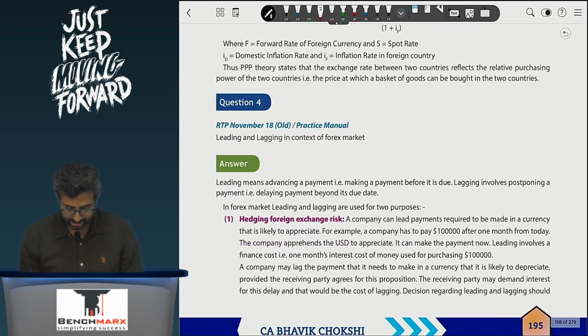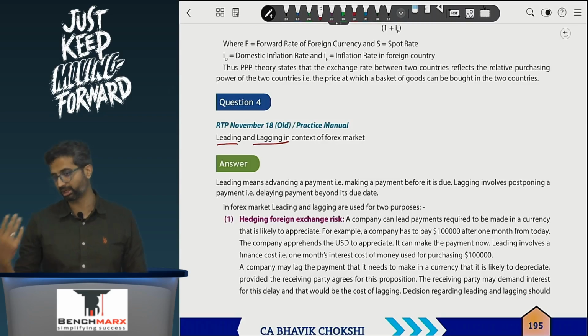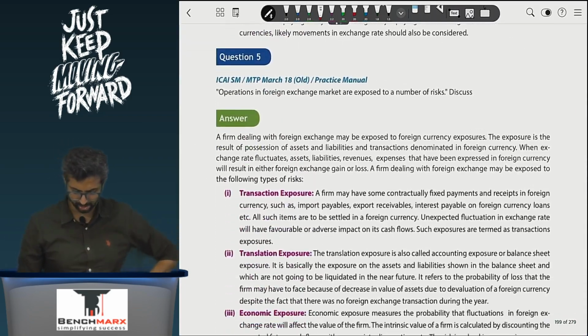Okay. Next, leading and lagging. Have we heard this before? Leading means early payment. Well, why will I pay early, sir? Because I get a cash discount. Lagging means delayed payment. Well, why will I do a delayed payment? Well, I don't have the money. So I'm okay paying some interest and paying later, so leading and lagging in the context of foreign exchange.